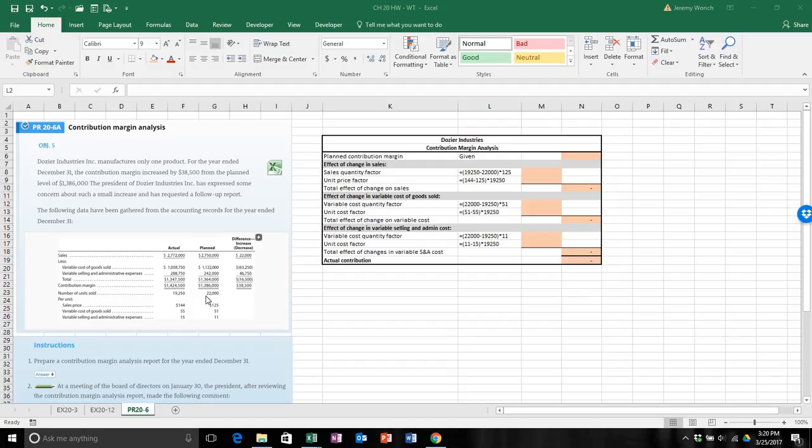They planned on selling 22,000. They actually sold 1925. The sales price was higher than expected. They expected to do 125. They actually sold it at $144. Their variable cost of goods sold per unit was a little bit higher, and their variable SG&A was a little bit higher as well.